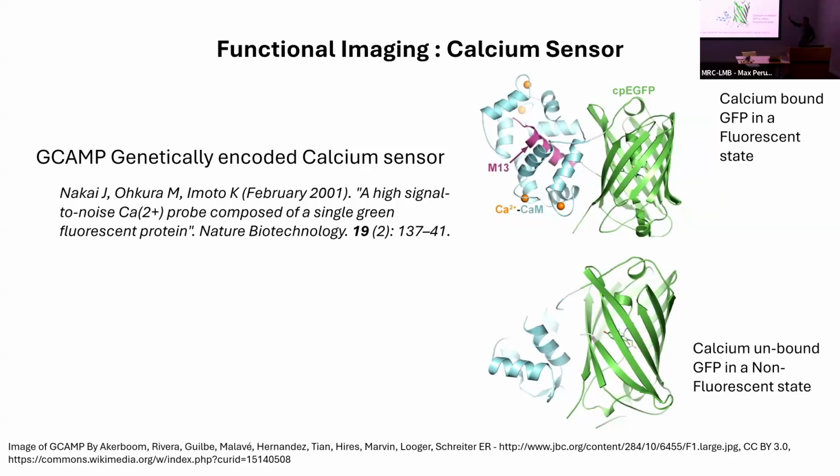So this is very typical. It's got this bistable state. Calcium bound, it's fluorescent; unbound, it's non-fluorescent. So when you look at your sample, the brightness is telling you the relative amounts of bound and unbound molecules in the sample.